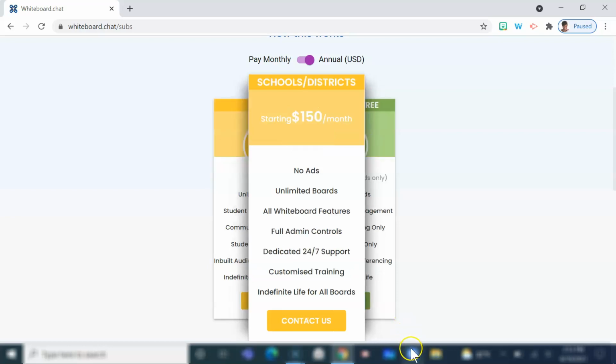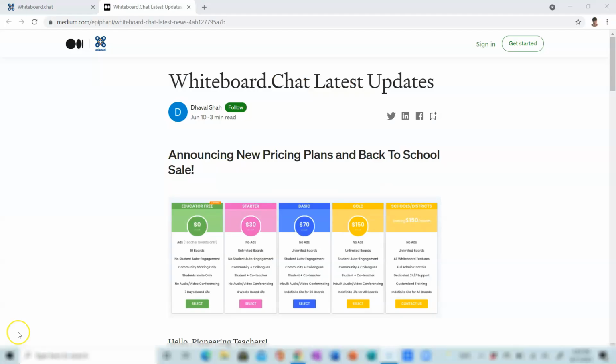And of course, if you're one of the fortunate ones and your school is willing to invest, then you have this option for schools and districts. Depending on your needs, there's a little something for everyone. But you must make a decision before September 1st to take advantage of the discounts.